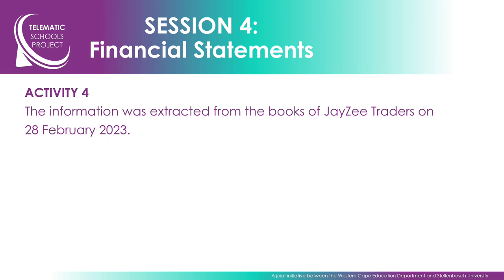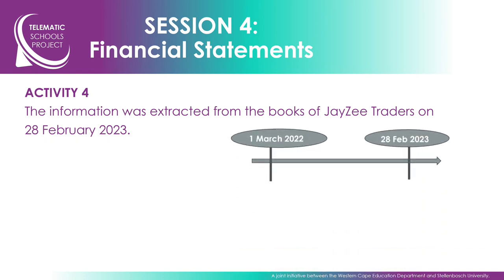Activity 4, the information was extracted from the books of JZ Traders on the 28th of February 2023. So when you see information like that, just a reminder to myself and you that we are working with the financial year running from the 1st of March 2022 up until the 28th of February 2023, which means we only want to record everything that's happened from the 1st of March up until the 28th of February every year.